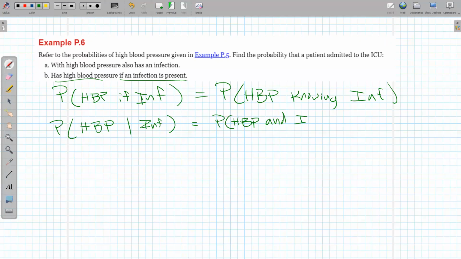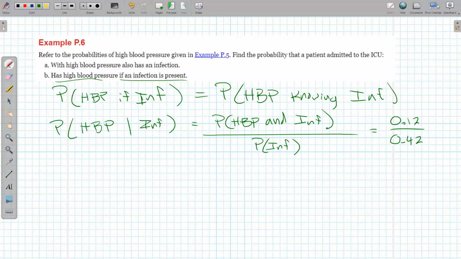and have an infection, divided by that new knowledge here. I only want to focus on people with an infection. So that was that 12%, and the infections, that was 42%.